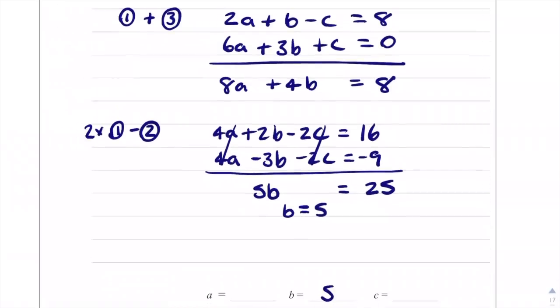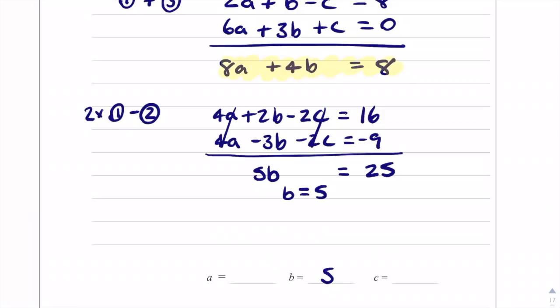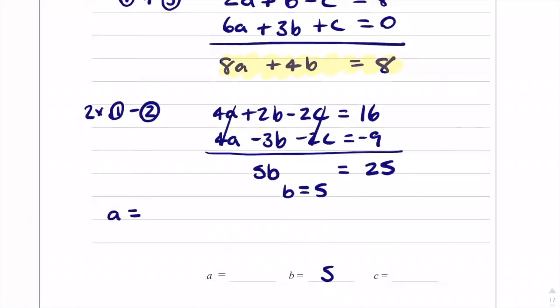And now what we can do is work out our value of a by substituting 5 into this equation here, 8a + 4b = 8. So if I rearrange this equation to work out the value of a, it's going to be a is equal to (8 - 4b) over 8.